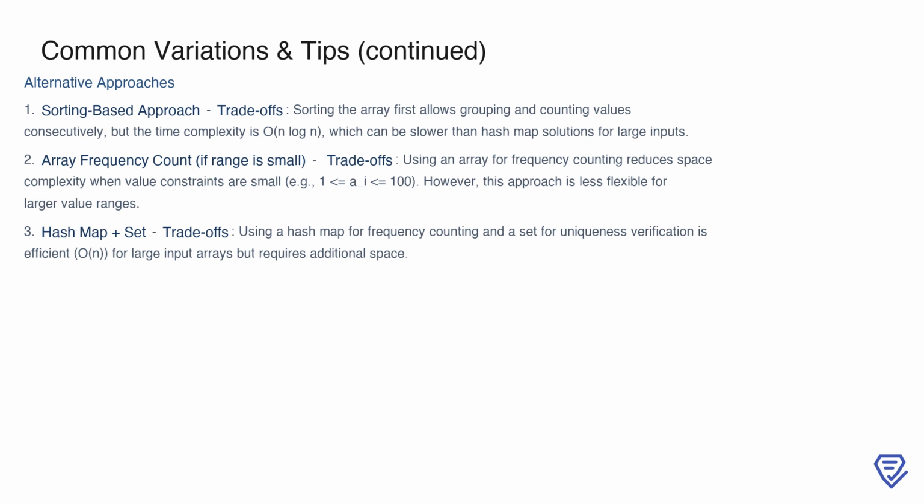This reduces space complexity compared to hash maps, but it's less flexible if the value range becomes larger or less predictable. Finally, the hash map and set combination is often the most efficient solution for large arrays. The hash map handles frequency counting in O(n) time, while the set ensures uniqueness verification. The trade-off here is the additional space required for the hash map and set, but this is a small price to pay for the performance boost when dealing with large inputs. Each approach has its strengths, so understanding the trade-offs is key to selecting the best one for the given constraints.